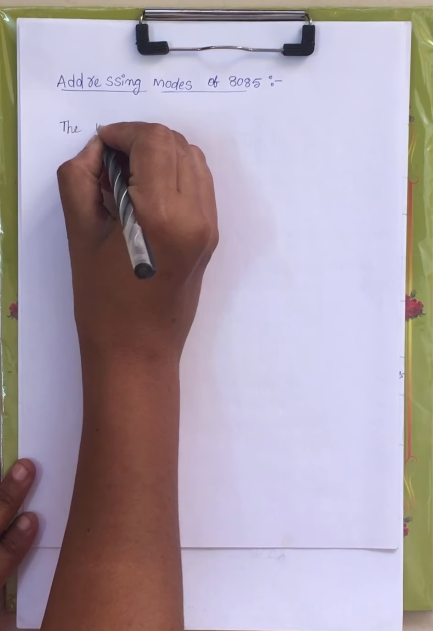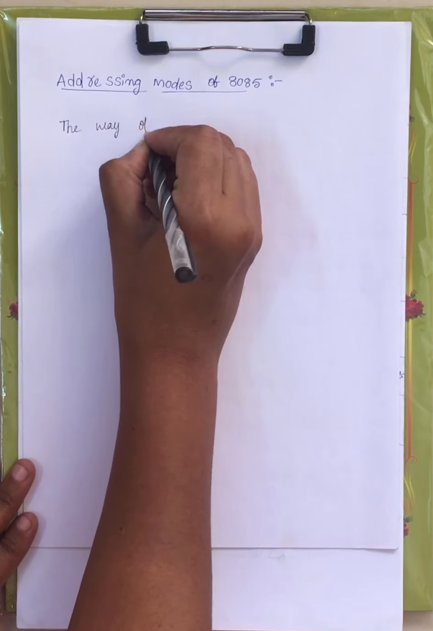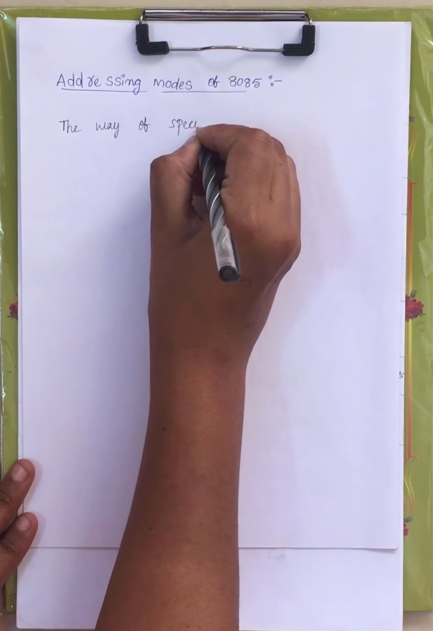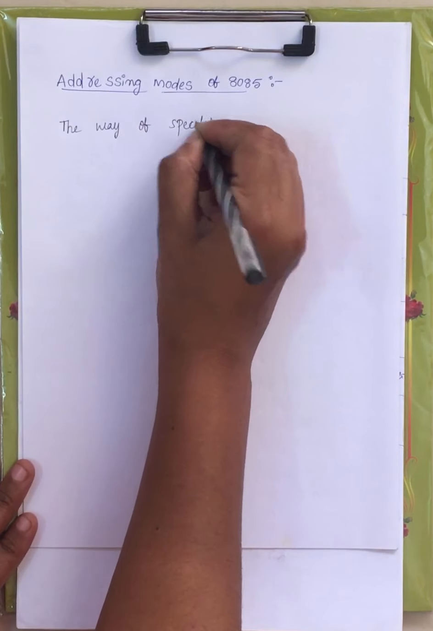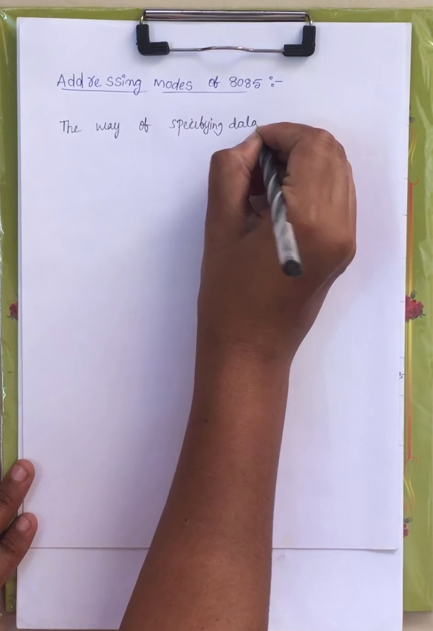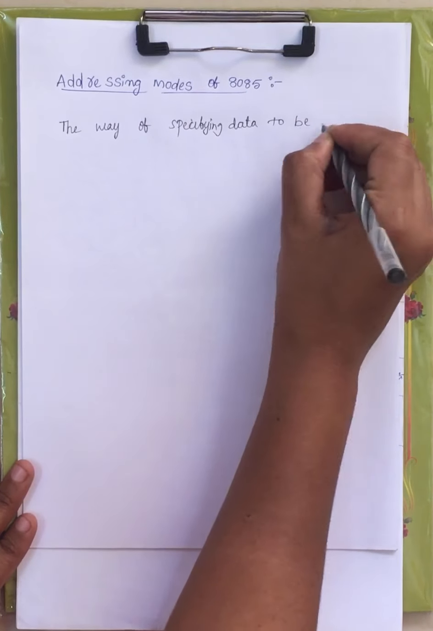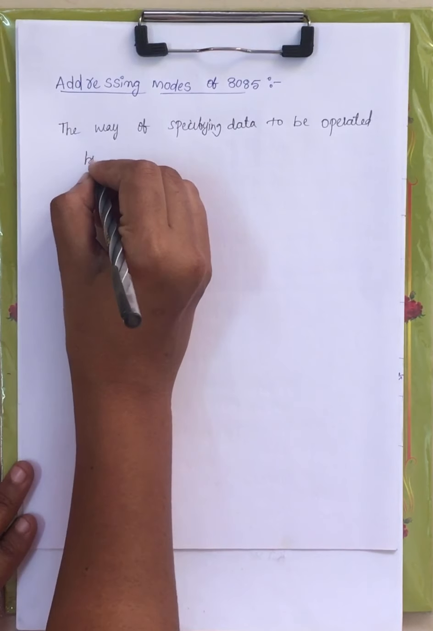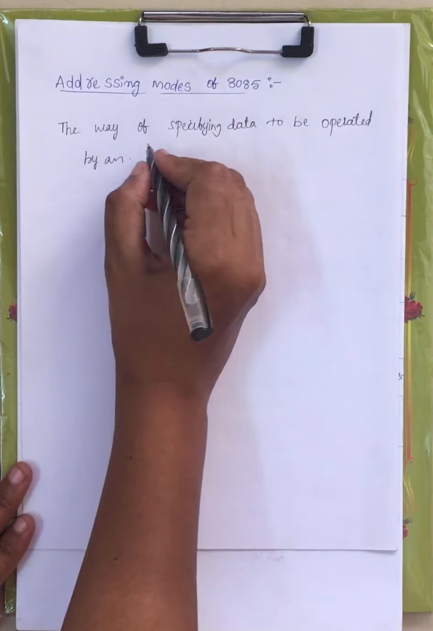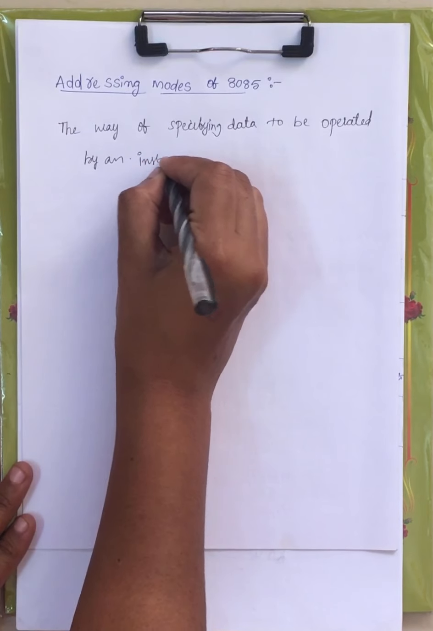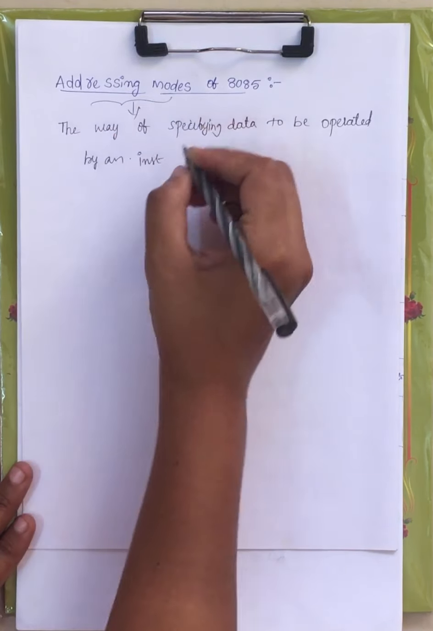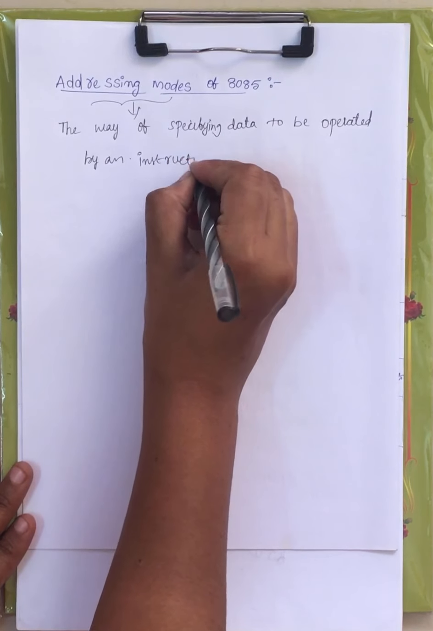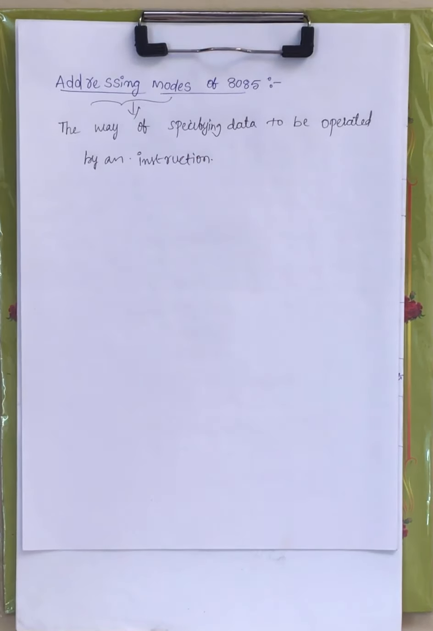The way of specifying data to be operated by an instruction, right? This is the meaning of addressing mode. The way of specifying data to be operated by an instruction.